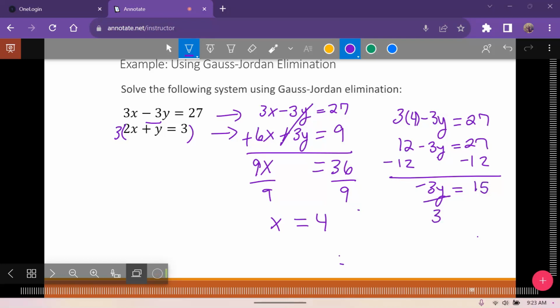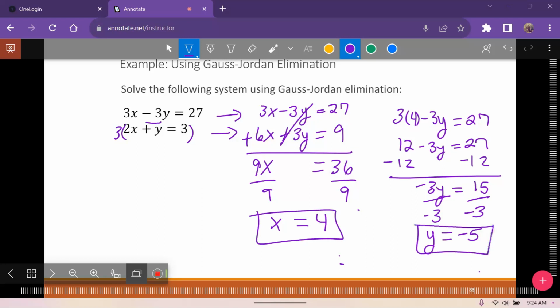And then if I divide both sides by -3, I get y equals -5. So our solutions are x equals 4 and y equals -5, or if you write it as a point, the point (4, -5).